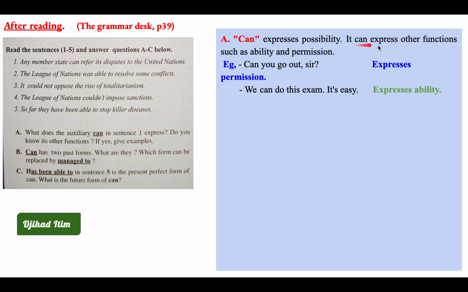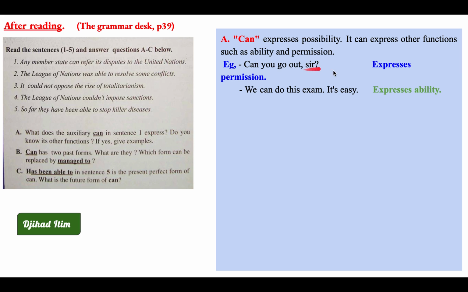So far, they have been able to stop killer diseases. So, question 1. What does the auxiliary can in sentence 1 express? Do you know its other functions? If yes, give examples. Can expresses possibility. It can express other functions such as ability and permission. It expresses possibility in this example here. Any member state can refer its disputes to the United Nations. This member can refer its disputes to the United Nations. He or she is able to refer, okay, can. It is a possibility.